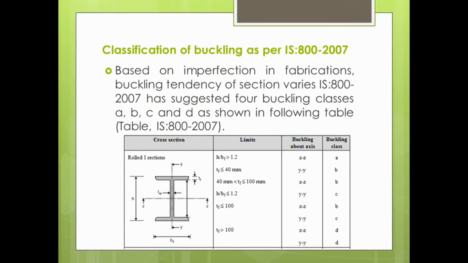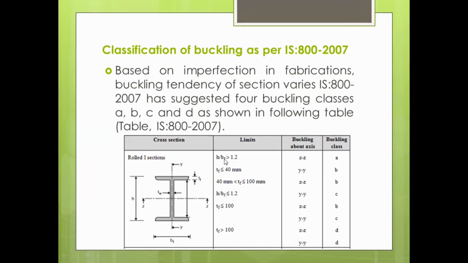First is the rolled section. If you see, there are different geometrical values or symbols. We can see BF is the width of flange, H is the overall depth of the section, TF is the thickness of flange, TW is the thickness of web, and these are the Y and Z axes. The vertical axis is Y, the horizontal is Z. Along the length there will be the X axis.